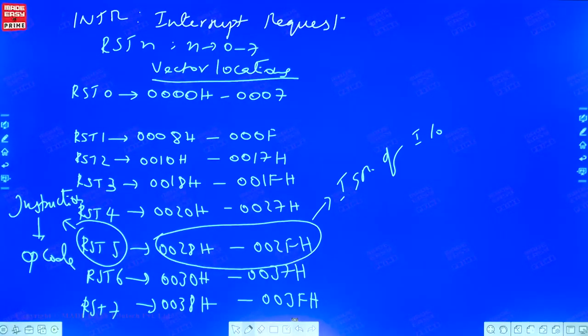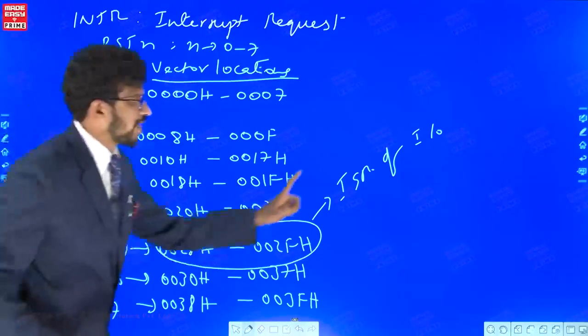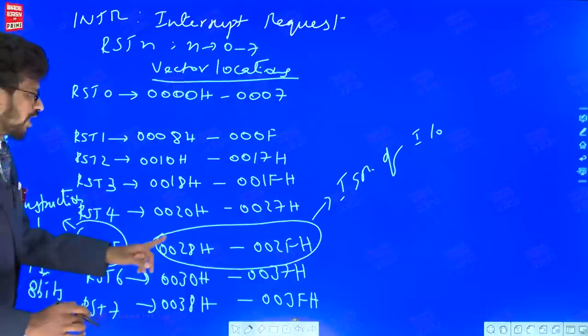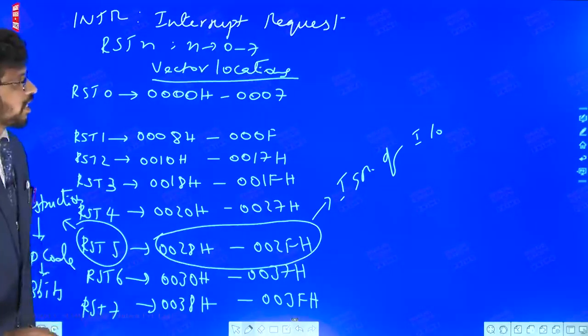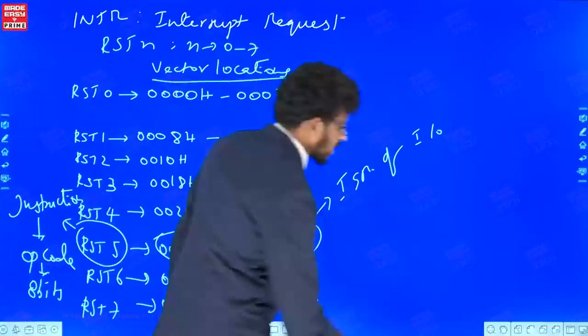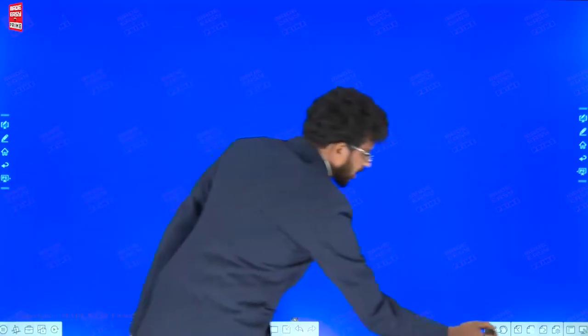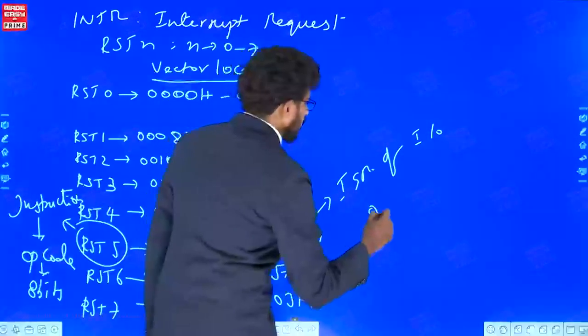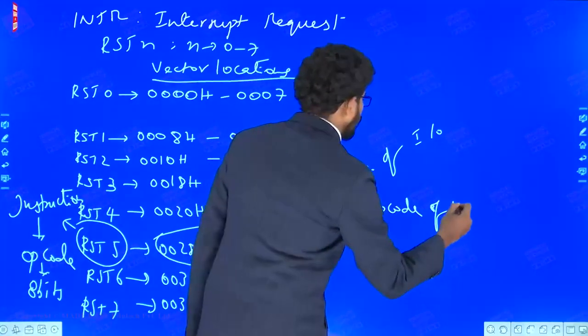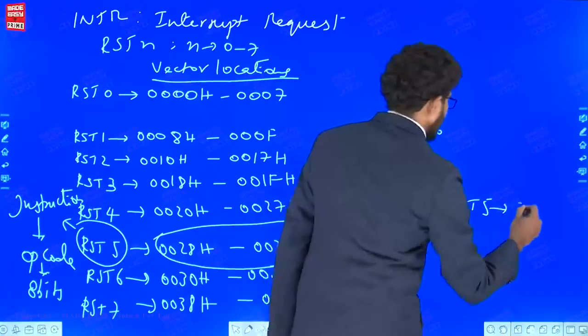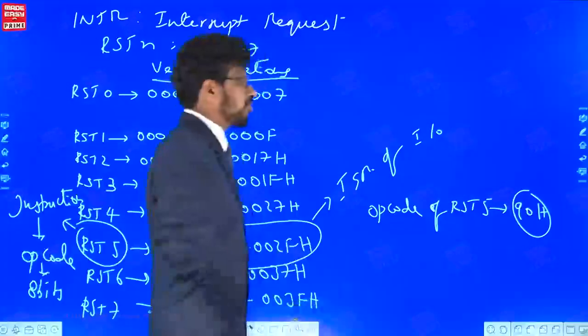So tell me, in 8085, total how many instructions are there? 246. We have discussed in the last class. So the opcode length will be how many bits? 8 bits. It means that these 8 are instructions. They have some opcodes uniquely. This is our assumption that ISR of IO is priorly stored in the vector locations of RST5. Now, in order to use INTR, what is the mechanism? Let us assume that the opcode of RST5 is something like 90H. It's not the 90H, but let us assume that it is 90H.